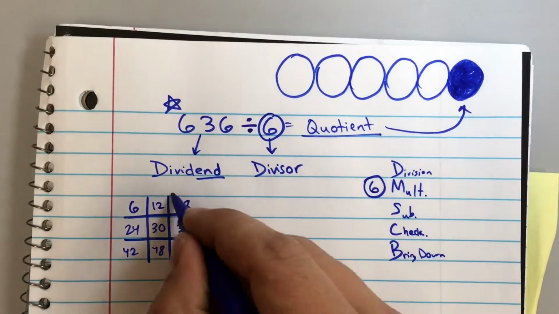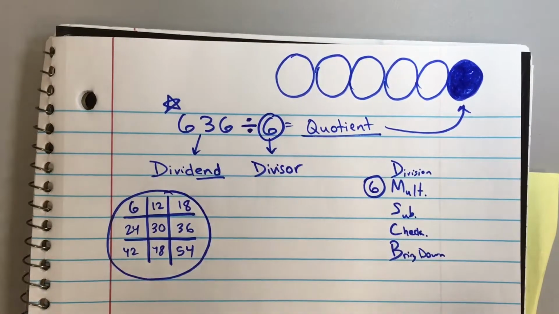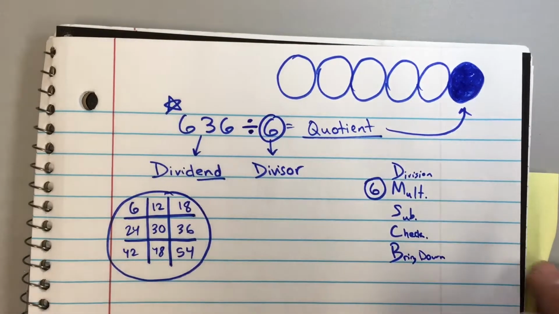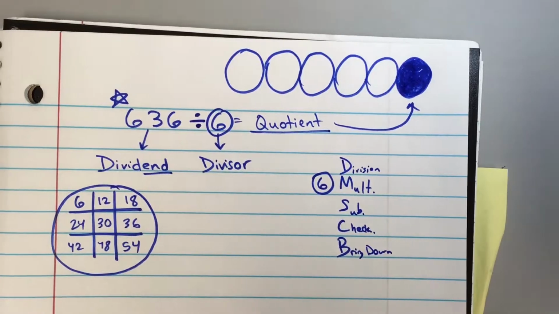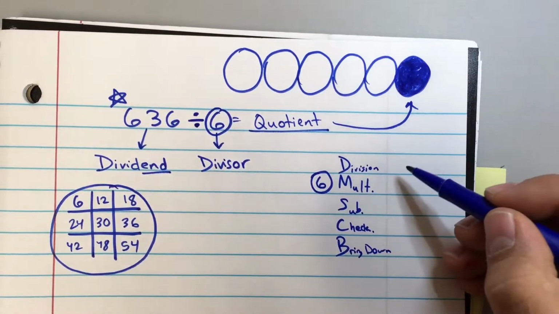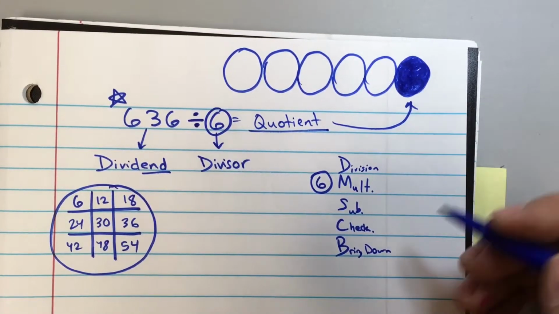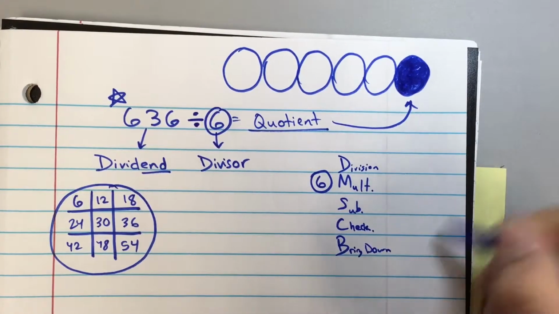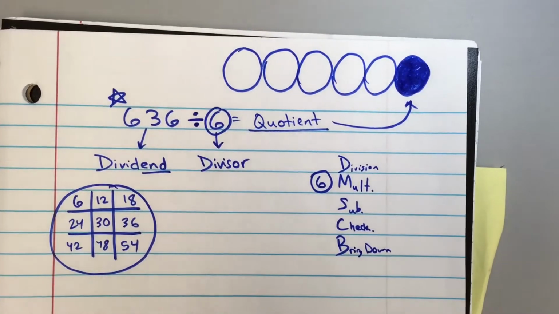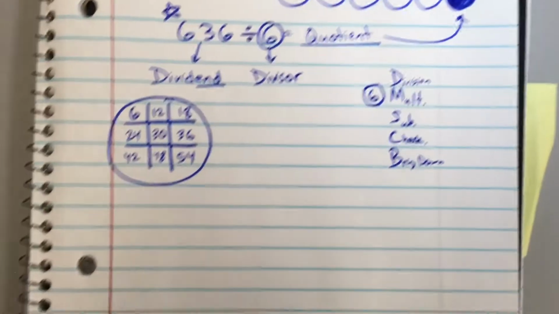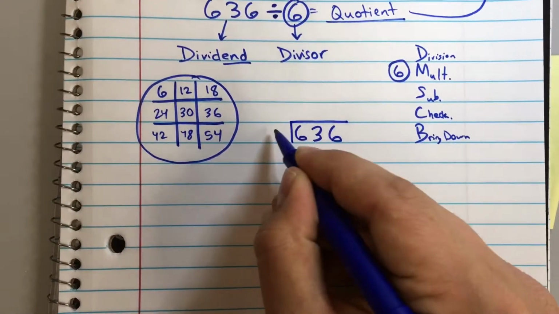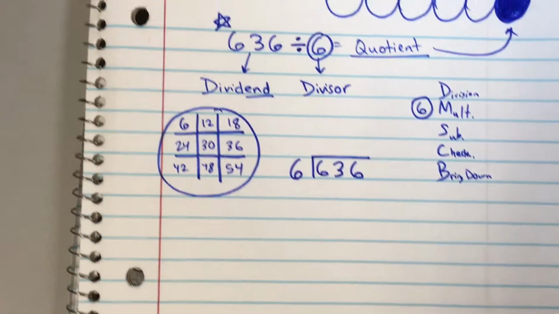So I've used my divisor to create a tic-tac-toe board, and I've written it again next to this acronym, okay? This acronym is a checklist as we go through long division. We start with division, then we multiply, subtract, check, bring down. Division, multiply, subtract, check, bring down, until there is nothing left to divide, okay? Great, onward. Let's set up 636 divided by 6 using our standard algorithm.